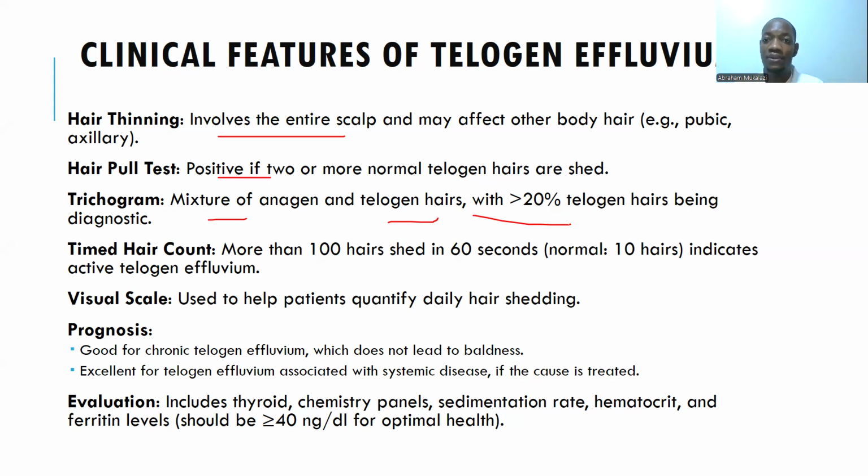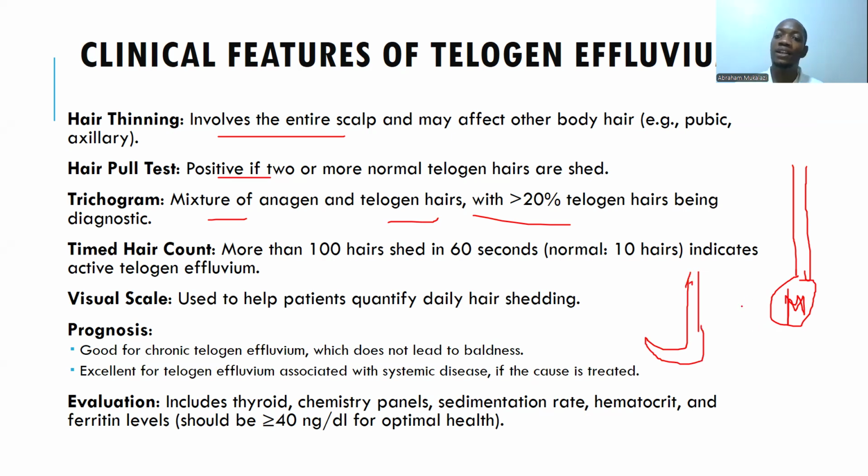So if the tip is round, for example, if I may draw for you here, if you pull out the hair and the tip is round like that, that hair is in telogen. But if you pull out the hair and the tip is a little bit bent and curved like that, that shows that the hair is in anagen. So after that pull test, you find that most of the hair, more than 20%, is in the telogen phase, and that will be positive. That will indicate telogen effluvium.